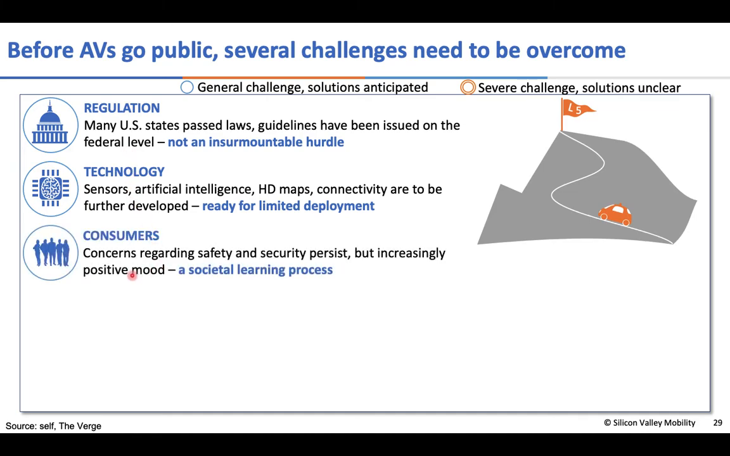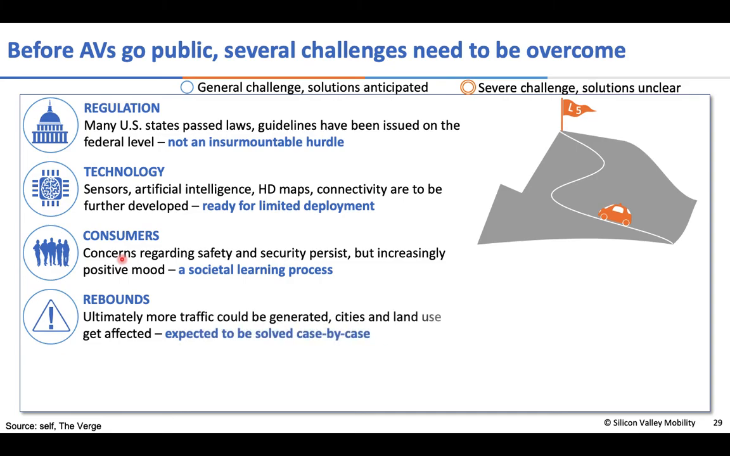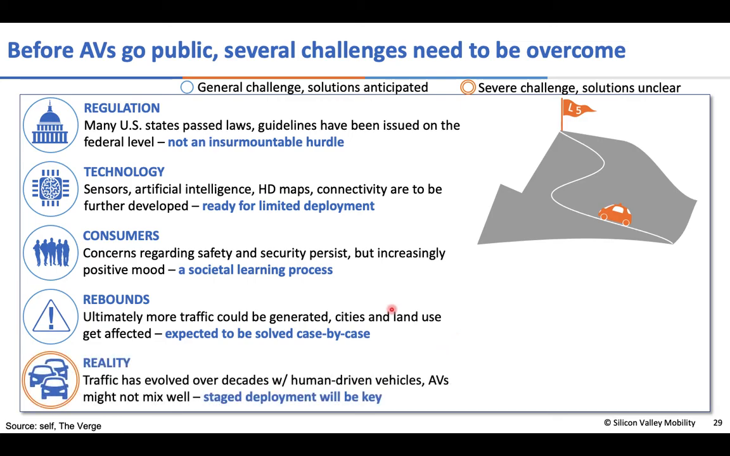Consumers, some have concerns. Trust definitely is an issue. But typically, once people get in these test vehicles, whether that's Waymo or something like this, after a pretty short time, they like it and they trust it. And rebound effect, we discussed this already in class. It is something we might see more traffic. That's obviously not necessarily what we want, but maybe can be solved on a case by case basis. Maybe incentives, mandates need to be established, but probably we can guardrail that.